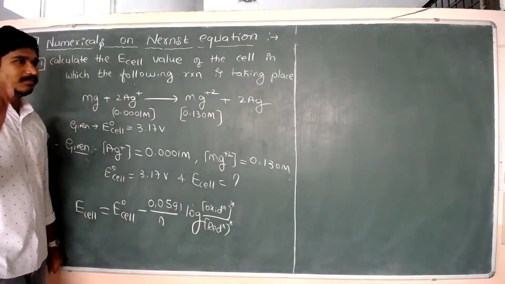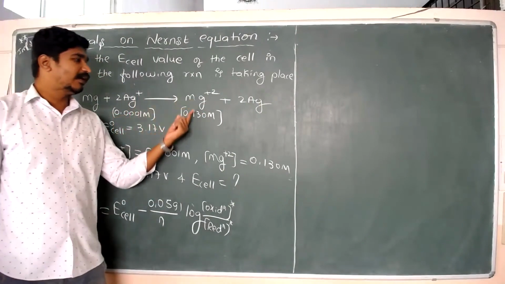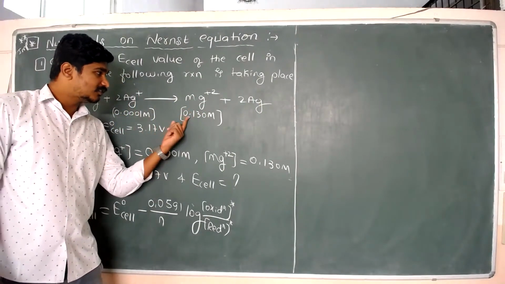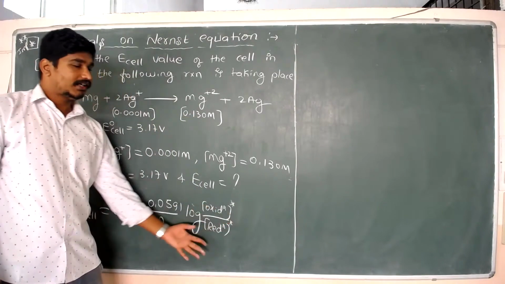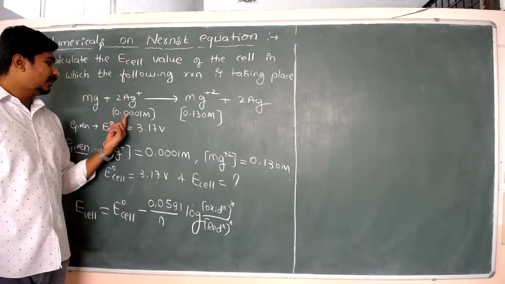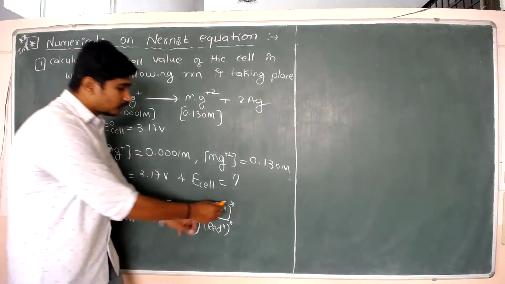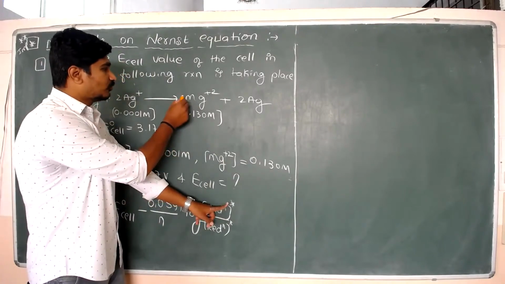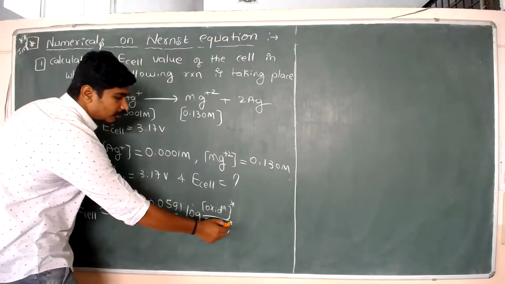Or I will give a very simple thing: just product by reactant. The concentration of the metal ion in the product, that is here 0.130, you have to write 0.130, divided by the concentration of the metal ion in the reactant, that is 0.0001 M. You should write the coefficient also. Coefficient of Mg is 1, therefore here 1. The coefficient of Ag is how much? 2. You have to write 2.